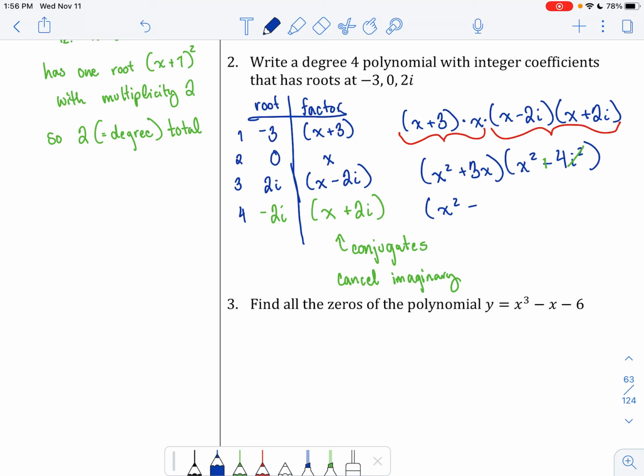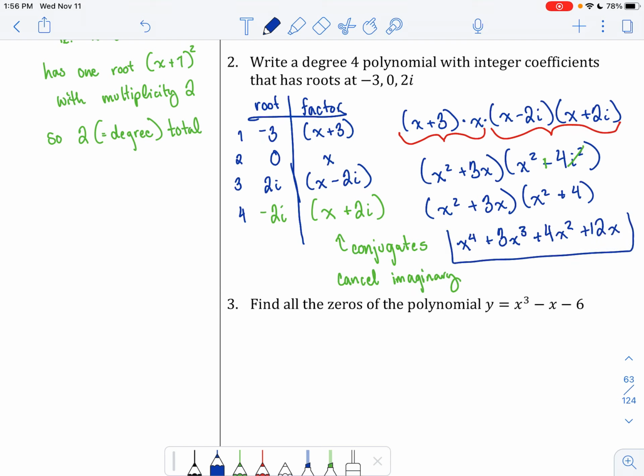And so now we're going to FOIL x squared plus 3x times x squared plus 4. So in standard form, we would get x to the 4th for first, plus 3x cubed is our inner, plus 4x squared outer, plus 12x for our last. And this would be the polynomial in standard form. If you want to pause now, you can.